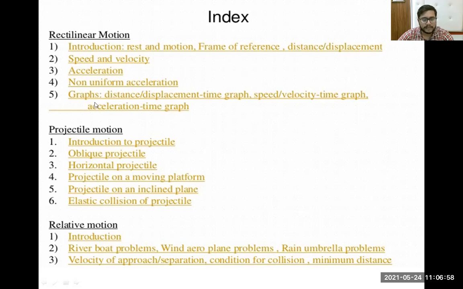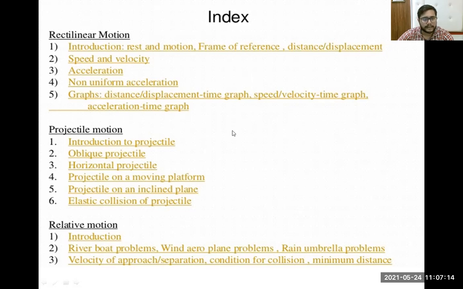After that, we will discuss the graphs. Okay, and in the graphs, we will discuss the distance and displacement time graph, and the speed and velocity time graph. These graphs we will discuss in this lesson.